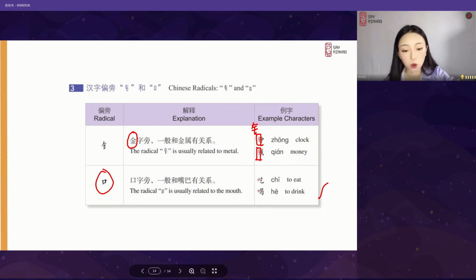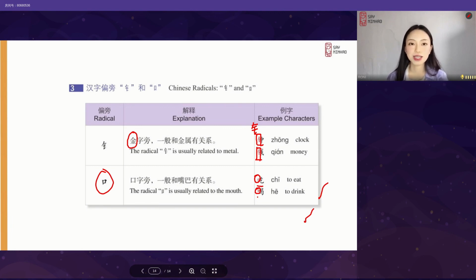Next radical is 口. 口 means mouth. So it is usually related to mouth, related to speaking. So first is 吃. We're really familiar with it. It means to eat. And eating is about using your mouth. So here we can see the radical 口. Next one is 喝, to drink. So we can still see the radical 口 here. 喝, drink. Okay, these are the two Chinese radicals, 金字旁 and 口字旁.